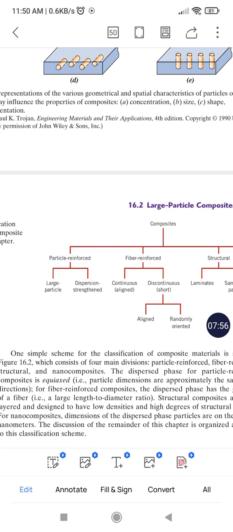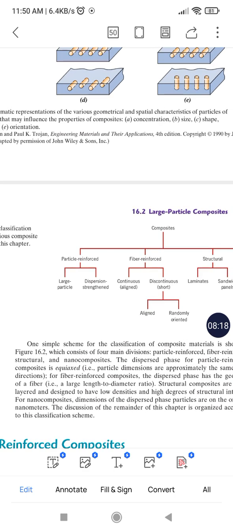And if they are more in number and they are very small particles, then we can say dispersion strengthened composites. So particle reinforced composites are also divided in two ways, like large particle composites and dispersion strengthened particles. Now the second one is fiber reinforced composites.